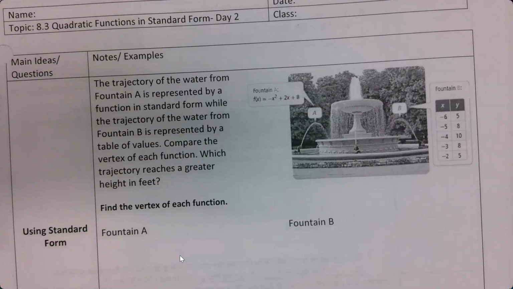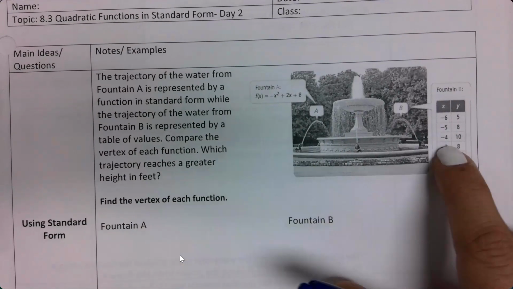Okay, so this first problem says the trajectory of the water from fountain A is represented by the function in standard form, while the trajectory of the water from fountain B is represented by a table of values. Compare the vertex of each function. Which trajectory reaches a greater height in feet? So, fountain A has the formula, and fountain B has the table.